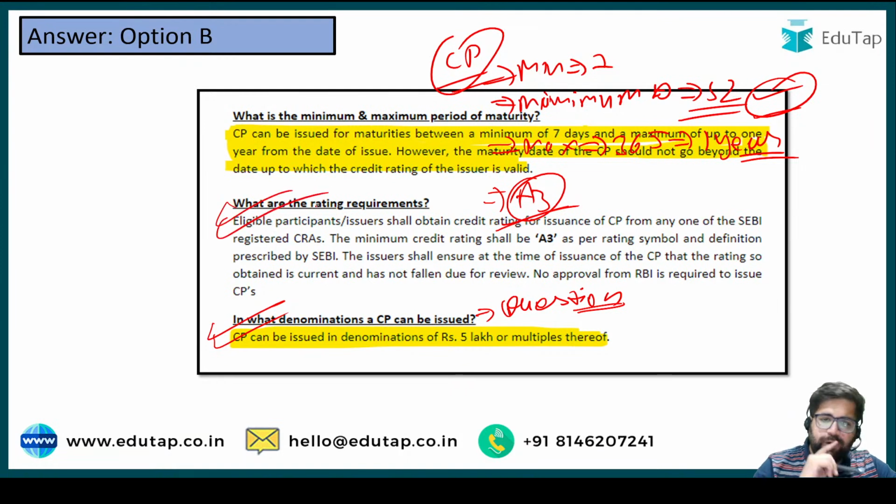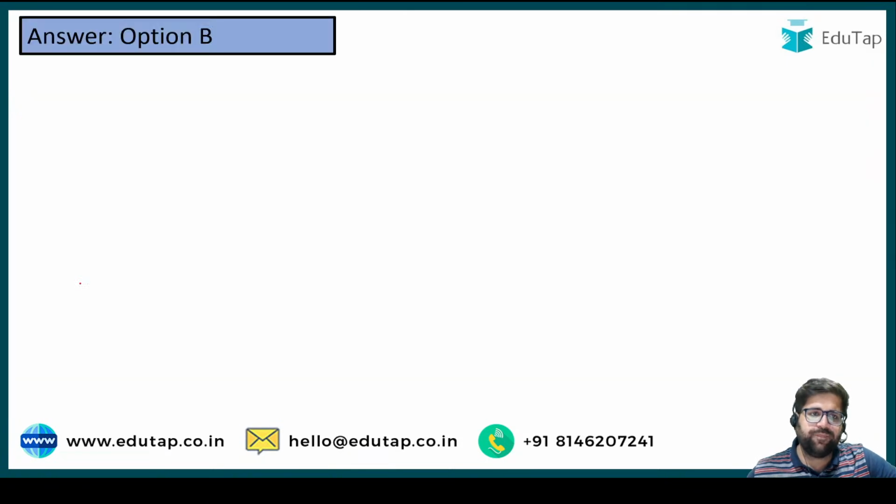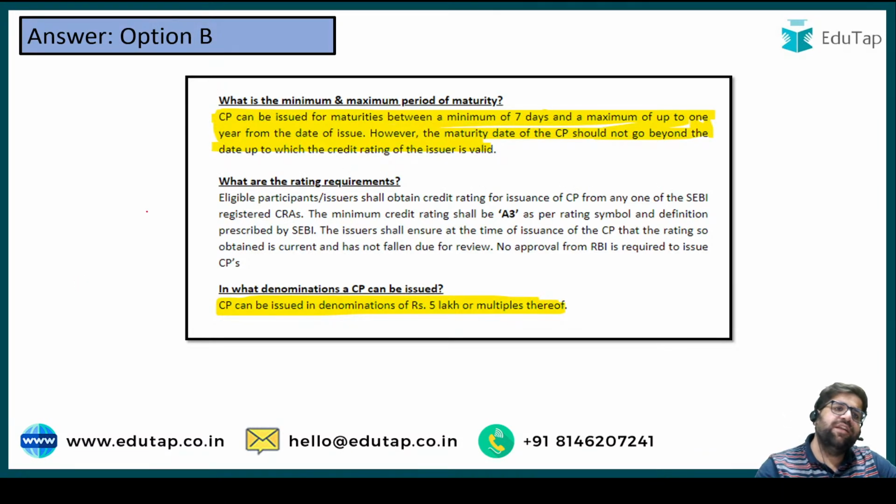This is your rating requirements paragraph. This is your minimum and maximum period. So this has been clearly demarcated in your notes via different questions. Question number 19. Commercial paper can be issued for a maximum duration of 365 days. So again a very close options to give you, but again you have to build your concepts knowledge so that you do not get confused in the real exam. Okay, so again, we have clearly demarcated what commercial paper is via different categories.